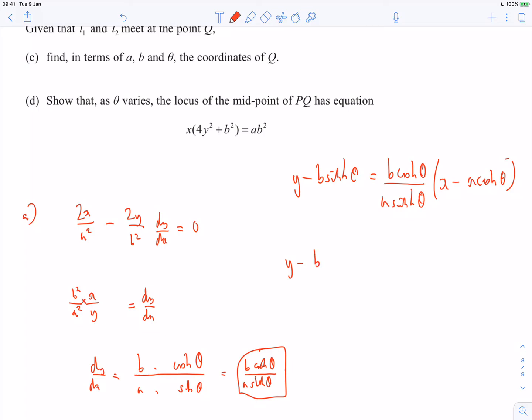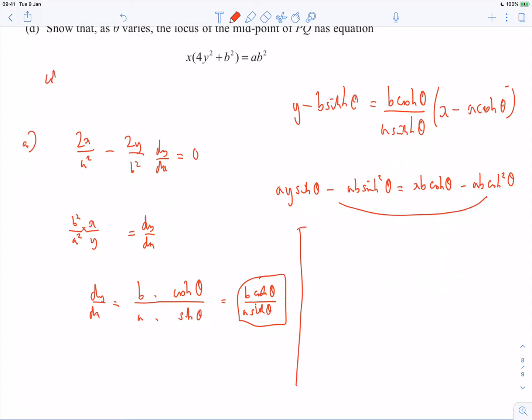let's tidy this up. If we times everything by a sine theta, then I've technically got y times a times sine theta minus ab sine squared theta equals x times b cos theta minus ab cos squared theta. And then what I'm going to do is add this cos squared ab to that side. And remember that cos squared theta minus sine squared theta equals 1 because of Osborn's rule. So if I times this by AB, that's just going to equal 1 times AB. So actually I'm going to have ay sine of theta, and then that's going to be plus AB equals to bx lots of cos theta.